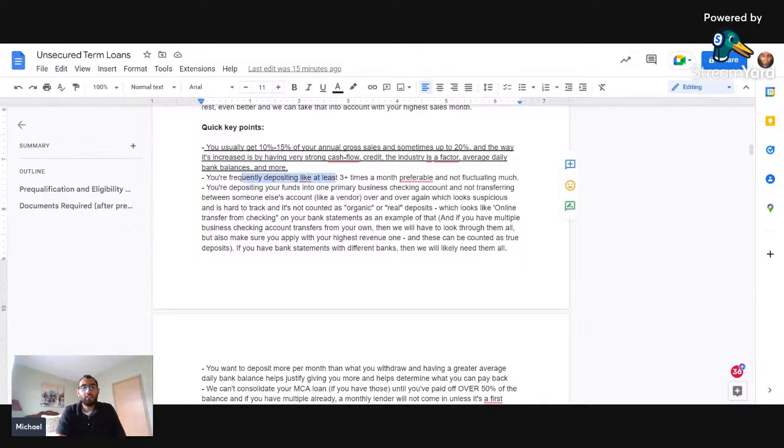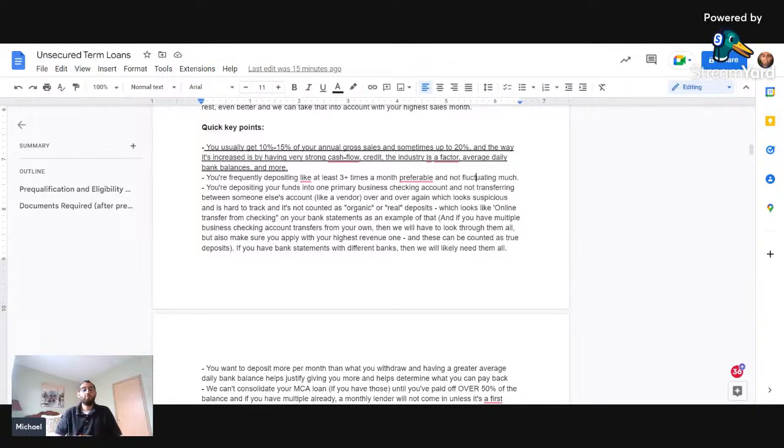You're frequently depositing like at least 3+ times a month, preferably, and not fluctuating much. You're depositing your funds into one primary business checking account and not transferring between someone else's account like a vendor over and over again, which looks suspicious and is hard to track, and it's not counted as organic or real deposits, which looks like online transfer from checking. If you've ever seen that on your bank statements or are familiar with that, that may indicate that it's being sent by a vendor or another third party from their account, their business checking account or their personal account, however you get paid. And it may not be easily verifiable. We don't want to work with that, even if it is, because it doesn't count as actual deposits.